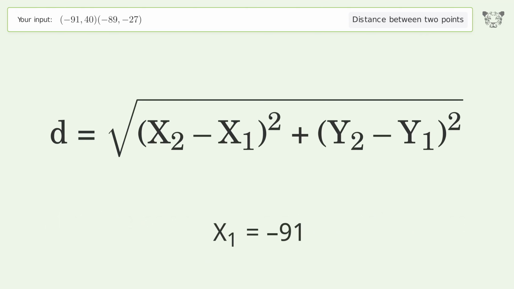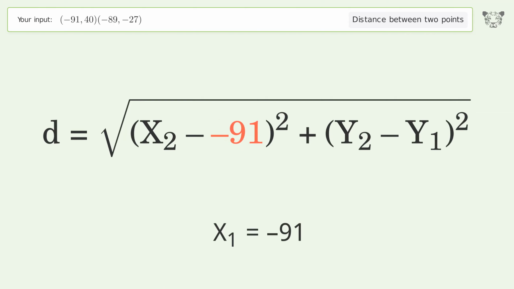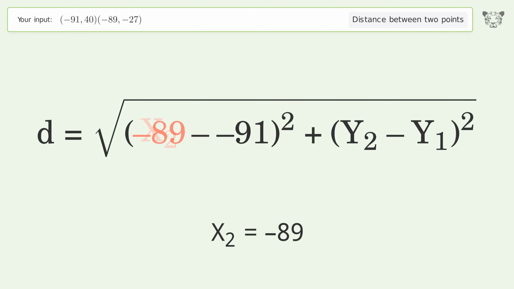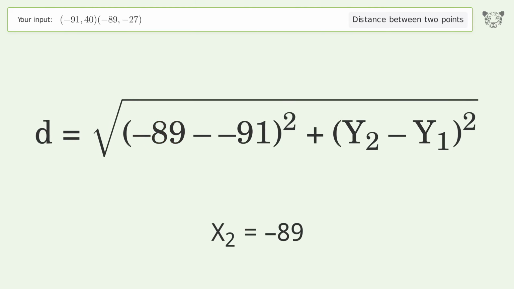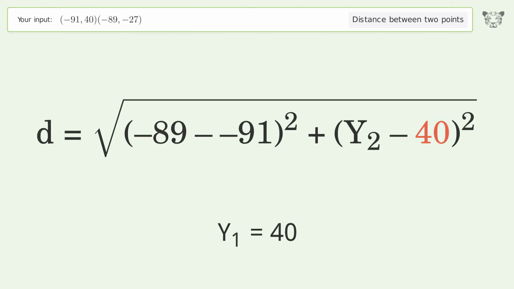x1 equals -91. x2 equals -89. y1 equals 40. y2 equals -27.